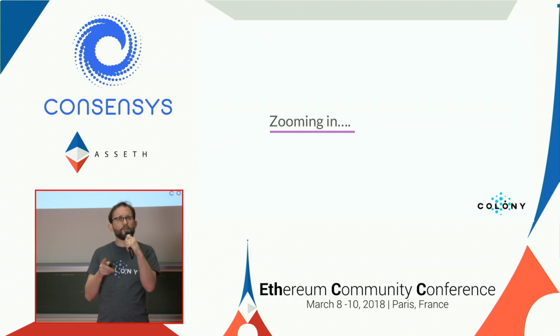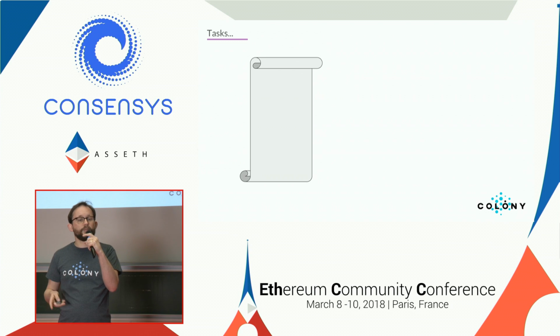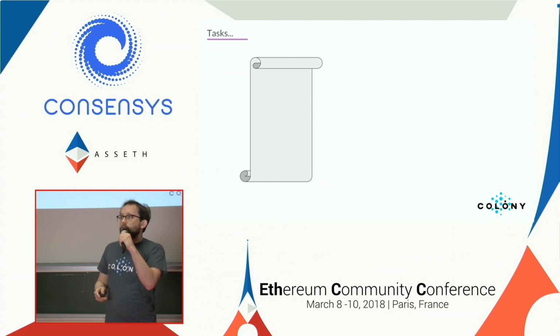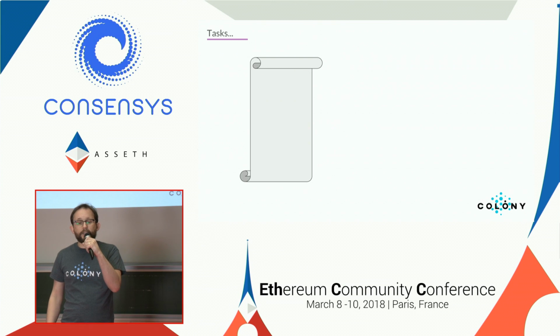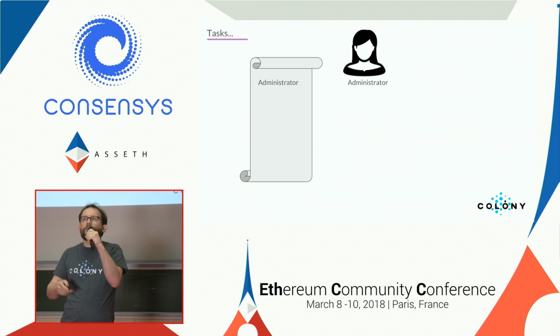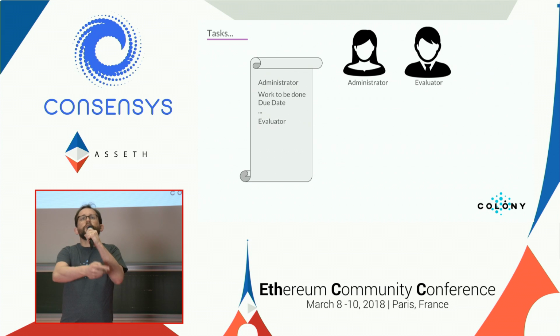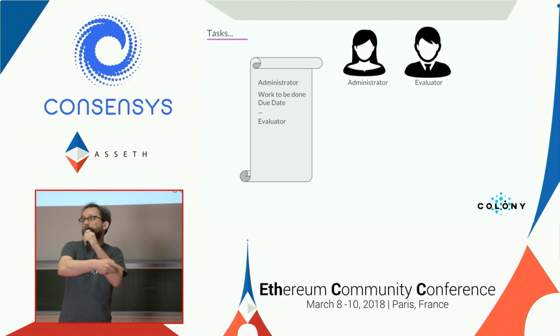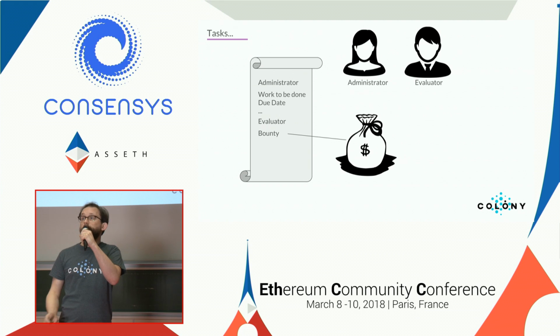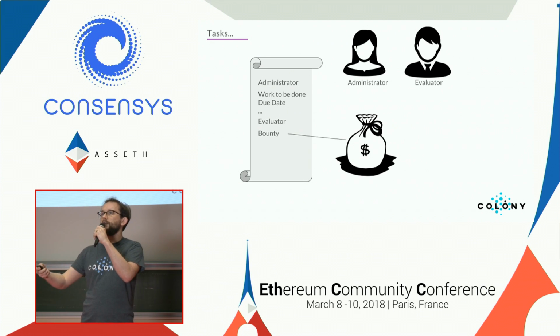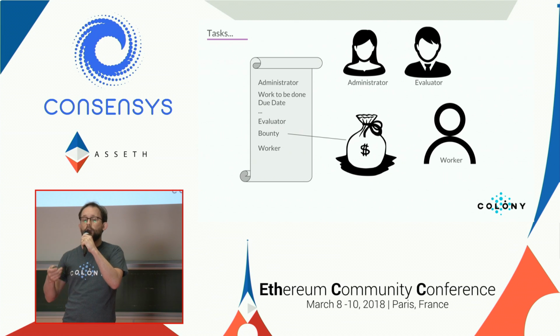So zooming in, the smallest part of a colony, of any collective work project, is the unit of work, a task. This is a task in the colony protocol. A task is a smart contract, and it has several user accounts. It has an administrator, somebody who does administrative, managerial duties. It has a description of the work to be done, a due date, and perhaps some metadata. There's an evaluator account, which is asked to say whether the work was done according to specifications. And there's a bounty, of course. There's the reward, which is locked in the smart contract and gets paid out to the worker account if the evaluator agrees that the work was done, and so on and so forth.